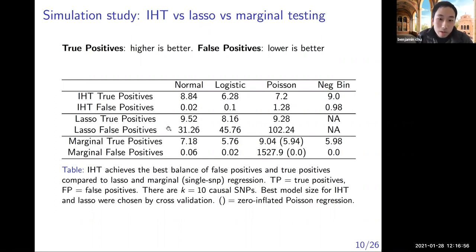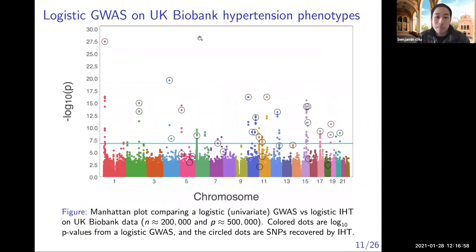And we try to apply our method to this UK Biobank result. So this is much bigger data. It has 200,000 samples and 500,000 SNPs. The phenotype is a hypertension phenotype. So we can measure people's blood pressure and then we dichotomize it so that we say, okay, this patient either has or does not have hypertension. So it's a binary phenotype.